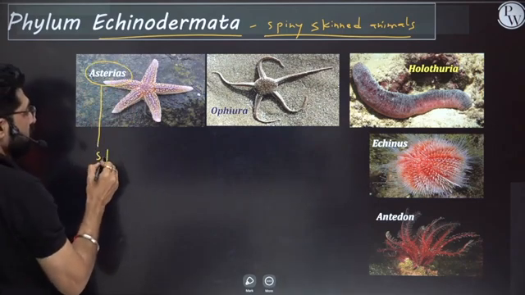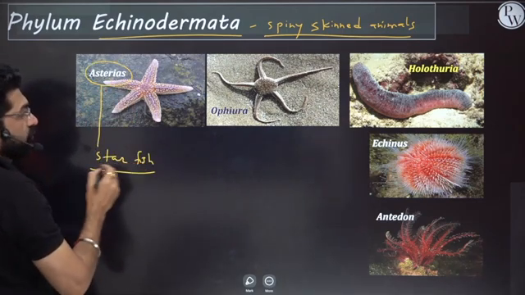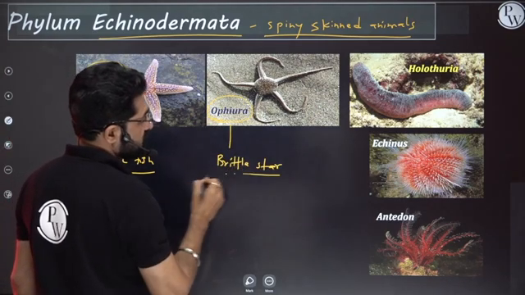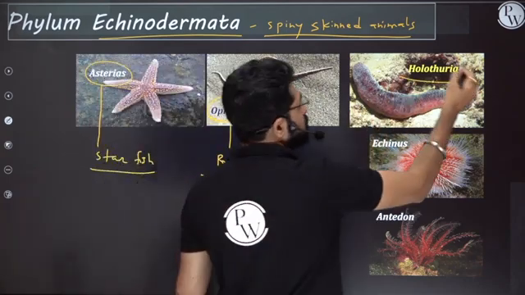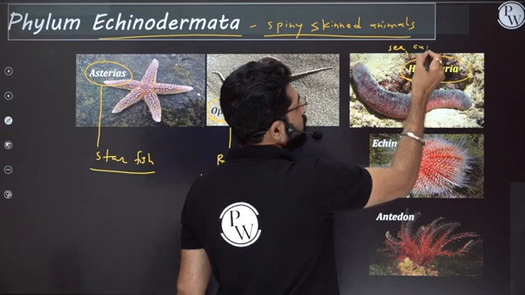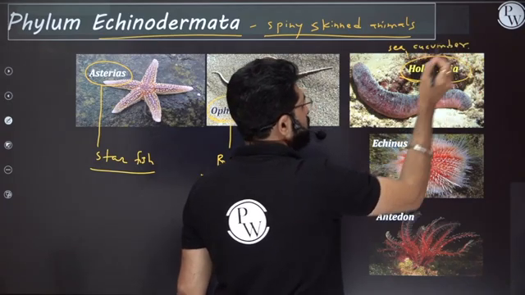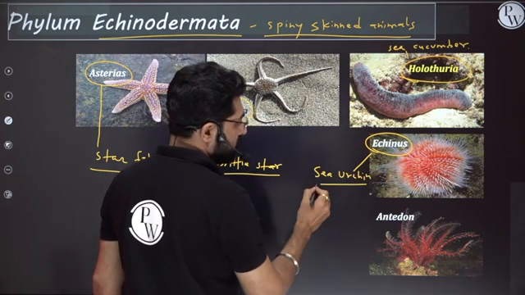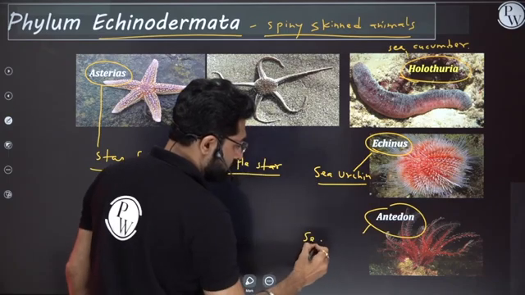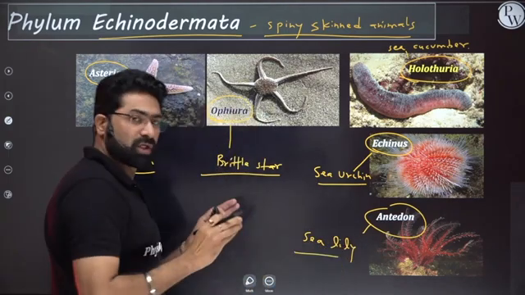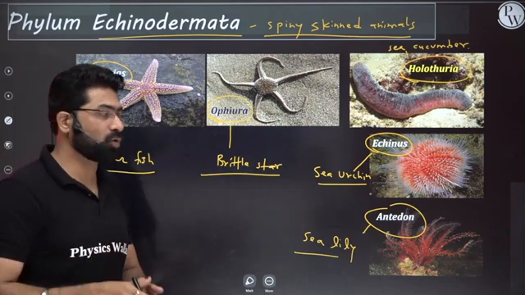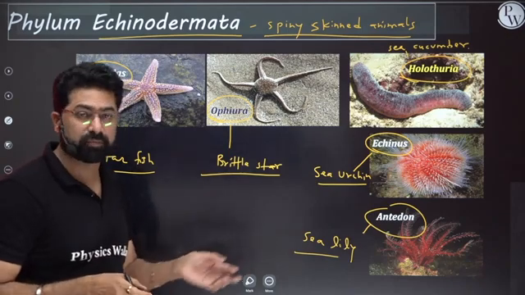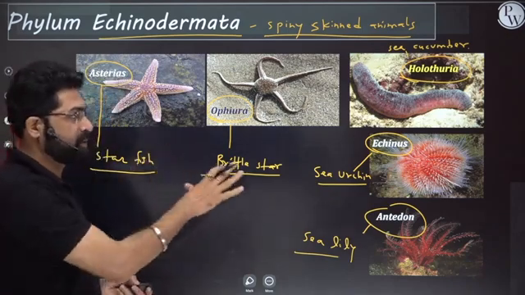Starfish is Asterias. Ophiura is the brittle star. Please remember all these things. Holothuria is sea cucumber. Common names are very important. Again I am telling you, common names will be important for you. Echinus is sea urchin. Antedon is sea lily. These questions will come and students will not be able to do it because they don't pay attention to this. They don't think that these questions may be asked. So be very careful. Anything can be asked from here.